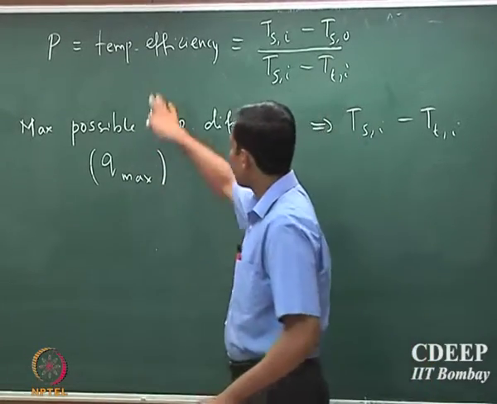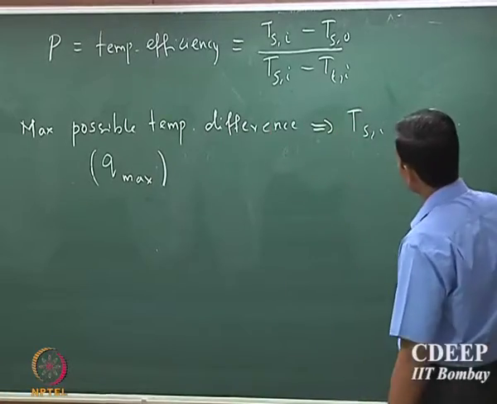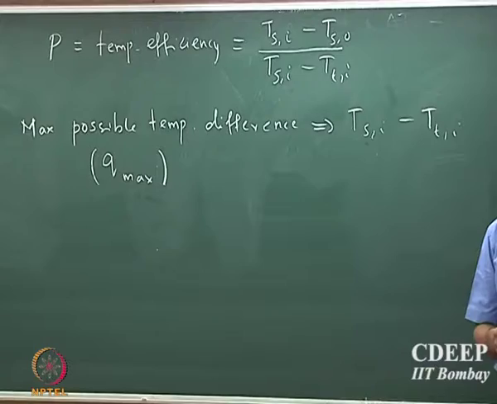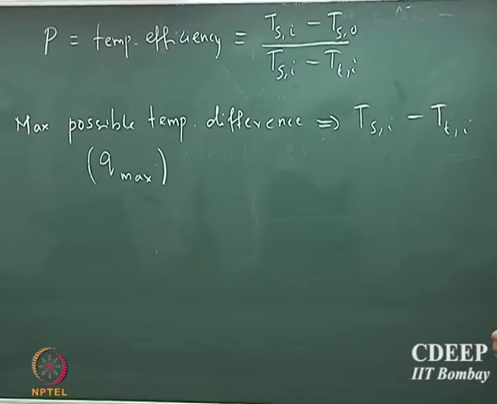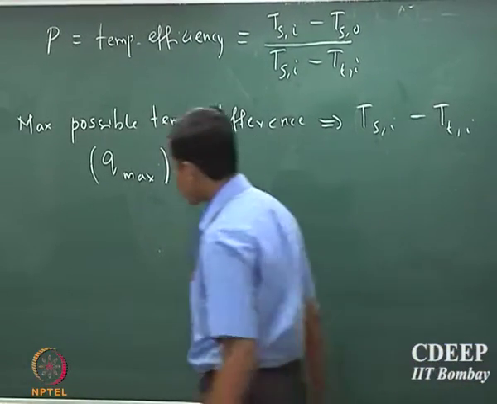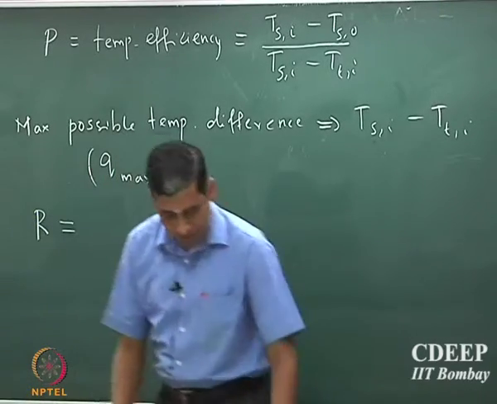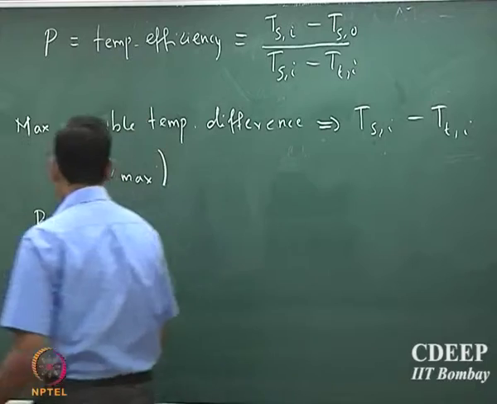So here the temperature efficiency means the difference in the inlet and outlet temperature of the shell side fluid divided by the maximum possible temperature difference. And then one needs to define another quantity called R, which is the relative thermal capacity.